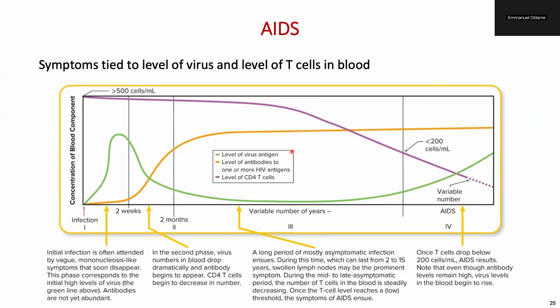So as you can see from this graph, the green represents the level of the virus antigen, and then the yellow represents the level of antibodies to one or more HIV antigens, and then the purple is the level of your T cells. So as you can see, initial infection, then you have a huge spike of virus antigen present, and then it goes down and then it keeps going up again. Why? Because now it has the huge spike, your body deals with it and takes some of the virus out.